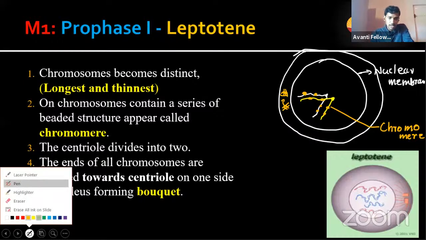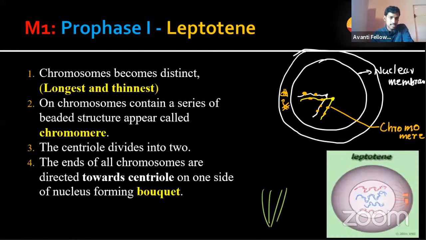You already know the meaning of bouquet, right? Bouquet means like a flower bouquet, we normally call it. So how does it appear? This also appears somewhat like that, because if I draw more chromosomes in this manner, it looks like a bouquet. Why does it look like a bouquet? Because the ends of the chromosomes are directed towards the centriole. That's why it looks almost like a bouquet shape. So that's what we call the leptotene or the first stage.